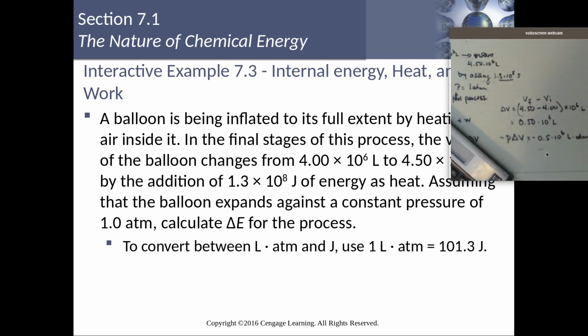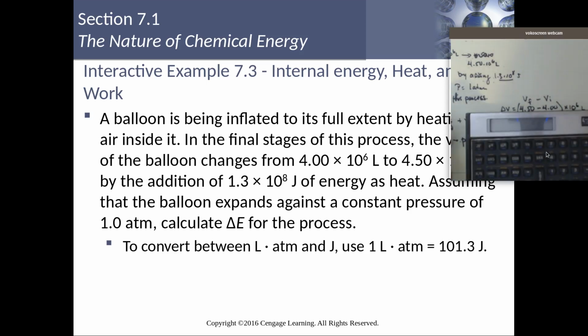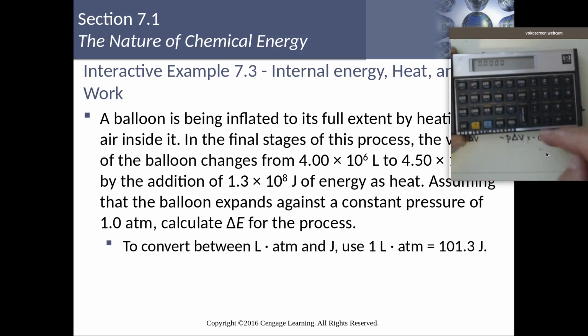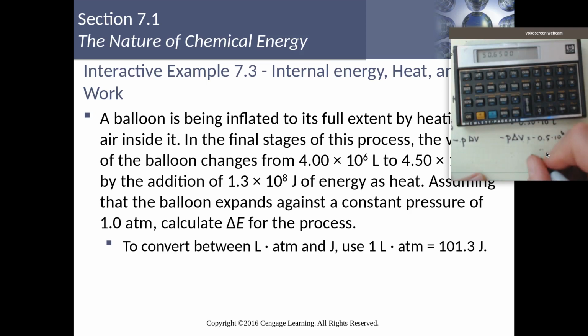I'll pull out my old-fashioned calculator. I don't know if you can see that or not. Clear that out. What do I have? I have 0.5, enter, 101.3 times, is equal to minus 50.63, and with significant digits, probably 50.7, times 10 to the 6 joules.